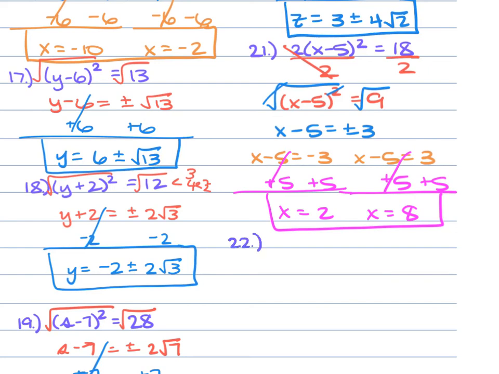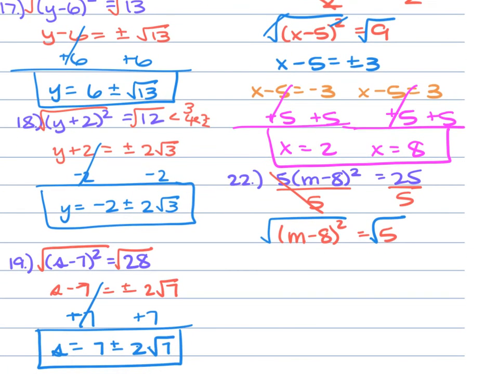For 22, we have 5 times m minus 8 squared is equal to 25. We're going to divide each side by the 5. So m minus 8 squared is equal to 5. Then we take the square root of both sides and get m minus 8 is equal to plus or minus the square root of 5. We add the 8 to both sides. So m is equal to 8 plus or minus the square root of 5.